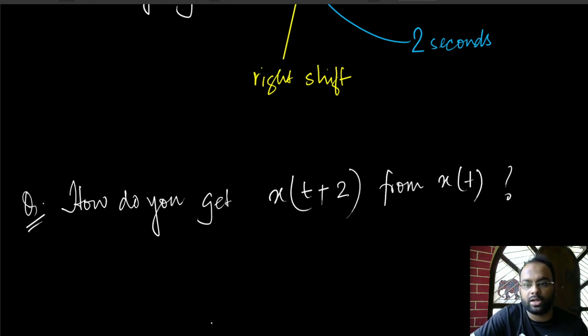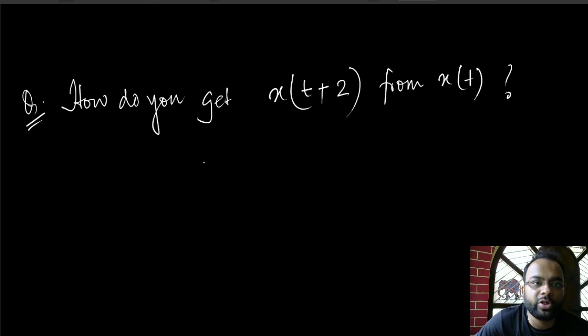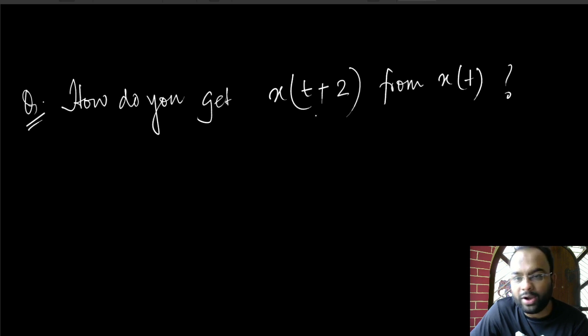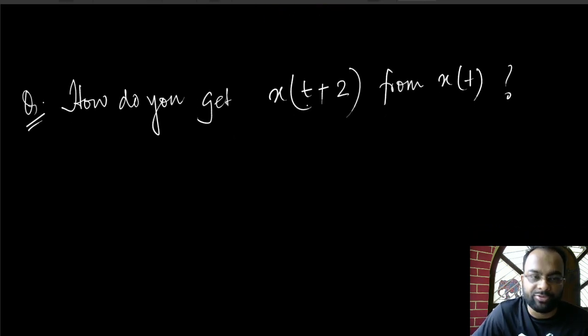So this is my question now. Of course, use your intuition and let me know. I have x(t) and I want to get x(t+2). What are the operations that I have to follow in order to get x(t+2)? Now time is being shifted. Again, this is the time shift operation. Do tell me.